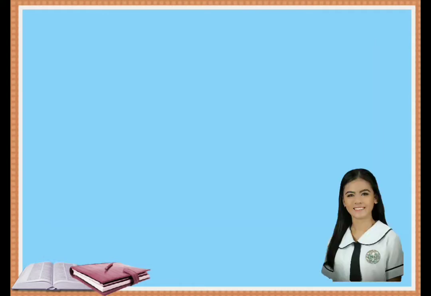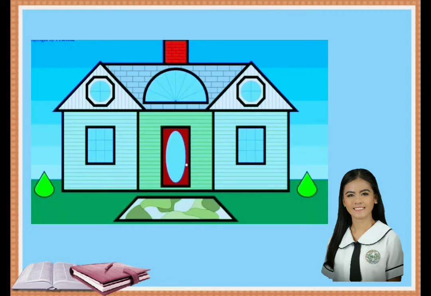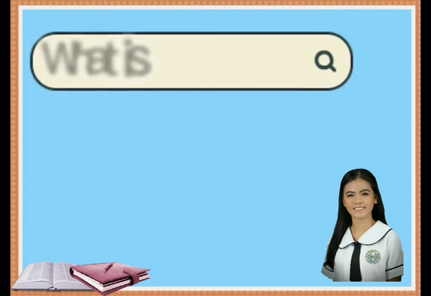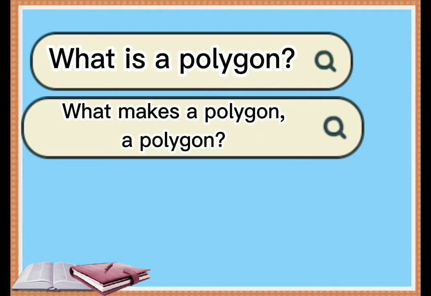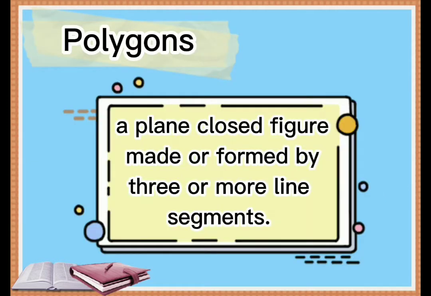Polygons are all around us. Most common shapes that you see every day are polygons. There are thousands of examples, but first, what is a polygon? What makes a polygon a polygon? A polygon is a plane closed figure made or formed by three or more line segments.